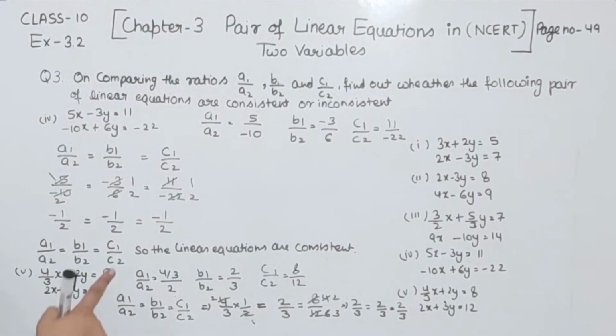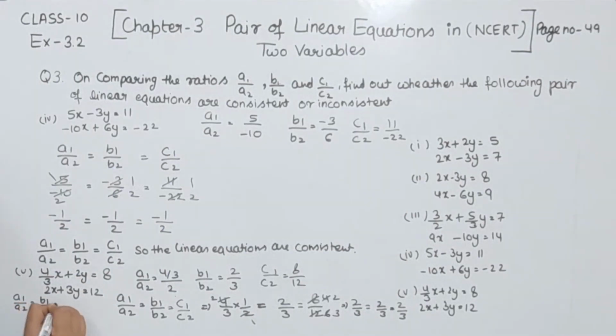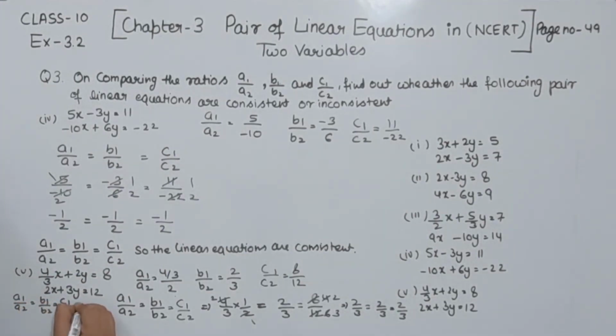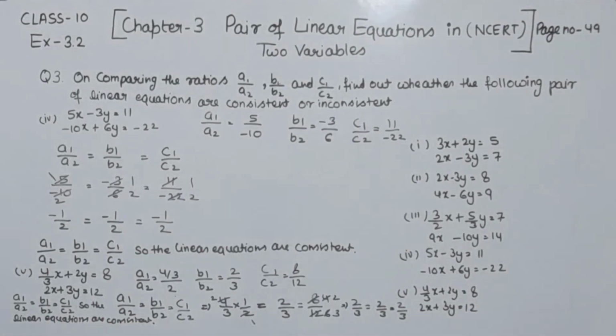So that means we are going to write here a1 by a2 is equal to b1 by b2 is equal to c1 by c2. So the linear equations are consistent. So this one is part 5. With this one we have completed question number 3. In the next video we are going to start with question number 4.